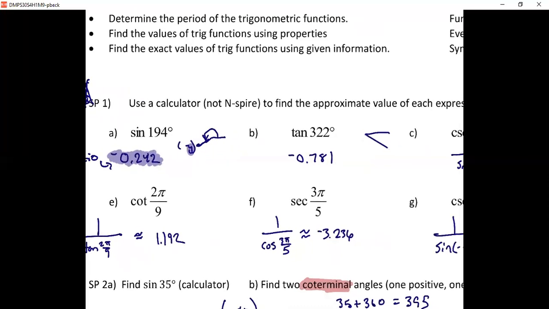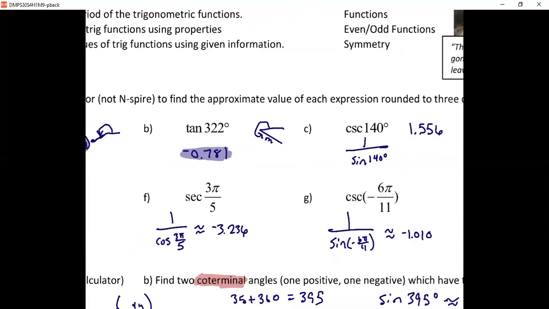Tangent of 322 degrees. If you remember, tangent is equivalent to the slope. So the slope at 322 degrees being negative 0.0781 in the calculator seems to make sense to me. Again, with all of these, I'm just trying to figure out what makes sense and why these decimal values would come out of it.